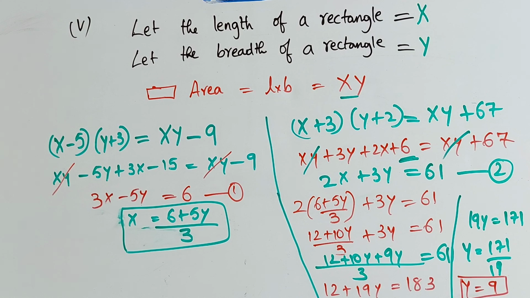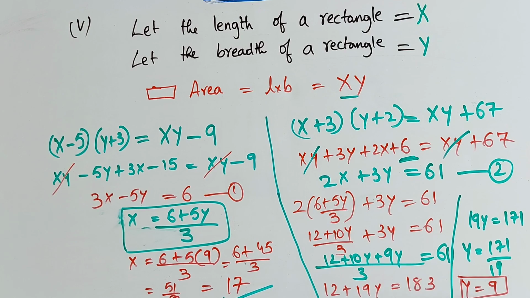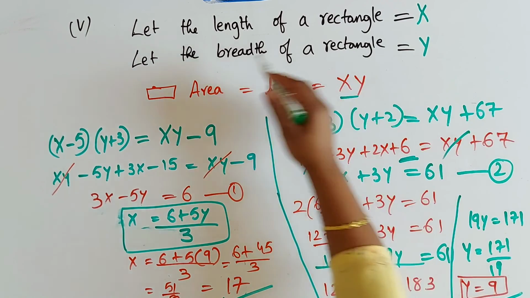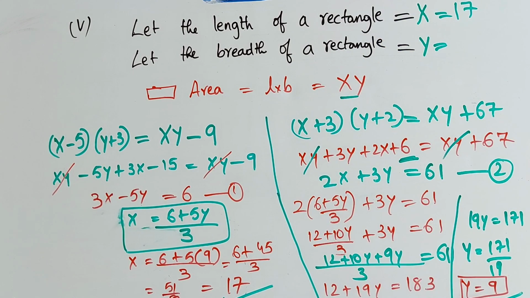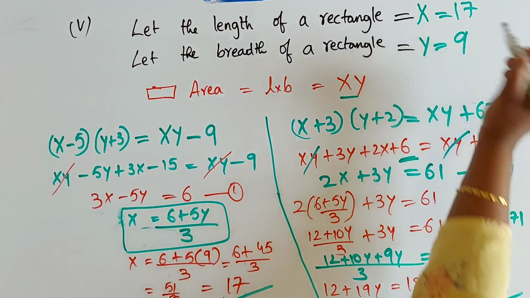Now we'll find out the x value. X equals 6 plus 5y by 3. Just substitute the y value here. X equals 6 plus 5 into 9, the y value is 9, divided by 3. 6 plus 5 9s are 45 divided by 3, children. 6 plus 45, 51 divided by 3, that is 17. The x value is 17 here and the y value is 9 here. What is x means? The length of the rectangle is 17 and the breadth of the rectangle is 9 units, children.